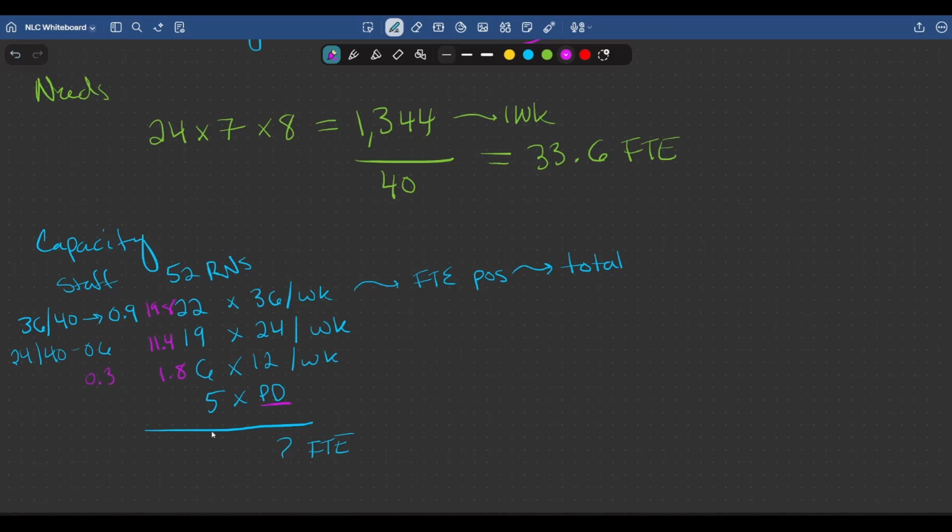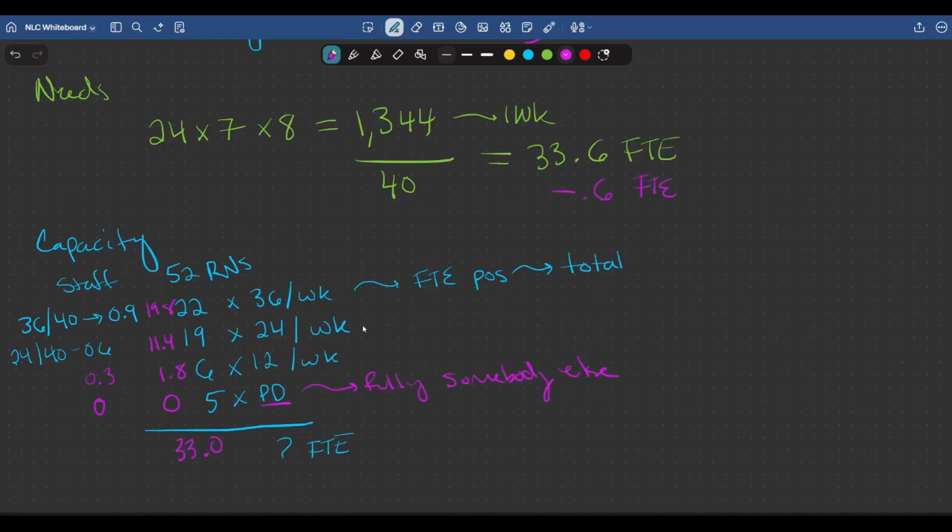Now, what do we do about the per diem position? Well, the thing to know about per diems is that they are 0 FTEs. They don't count towards your FTE because typically the per diems are filling in somebody else's hours. So the FTEs are somewhere else, and these people are just backfilling that. So this is a big fat goose egg. Then we total these together, and that brings us to a total of 33 FTEs. So what does that mean? That actually means that we are short 0.6 FTEs.